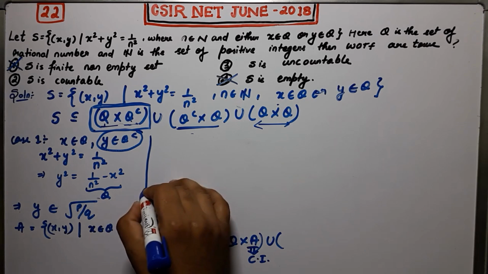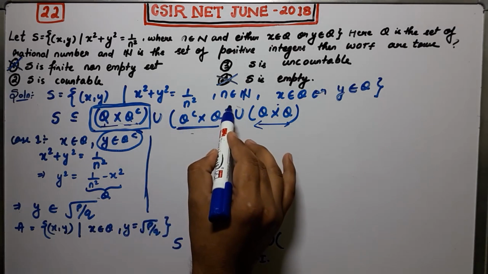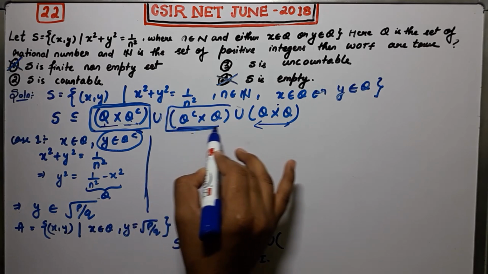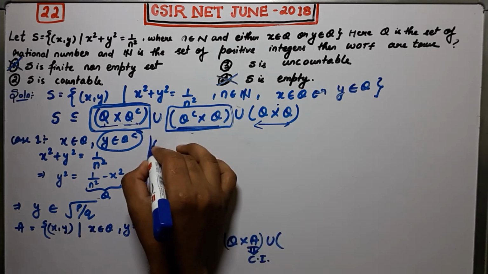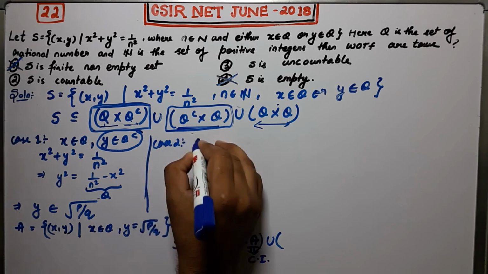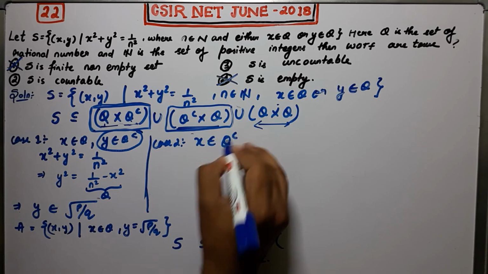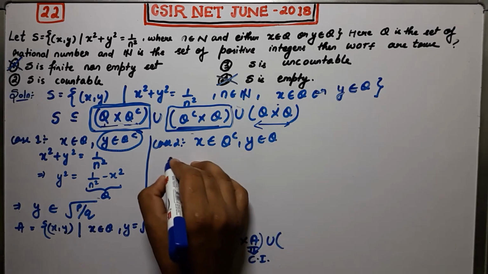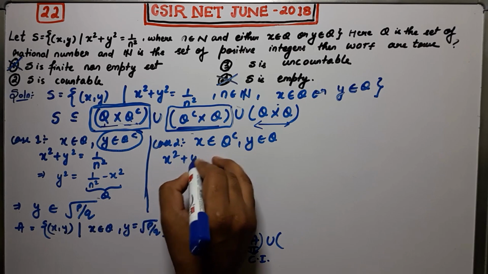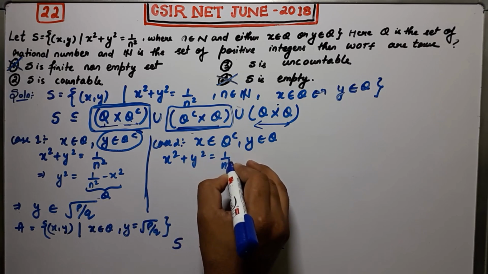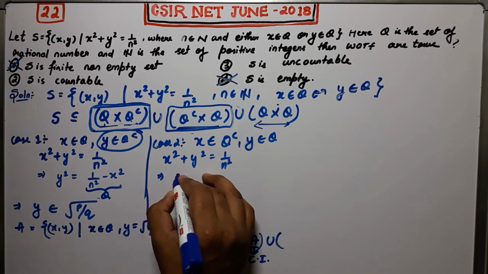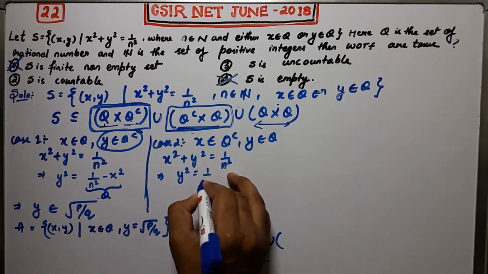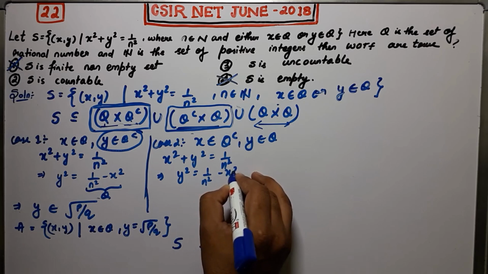Now coming to case 2. I am looking at this case now. Now you have to take your X from the Q complement set and Y from the set Q. Now what you see is that X square plus Y square is 1 over N square. Now from this what you are concluding is that Y square is 1 over N square minus X square.